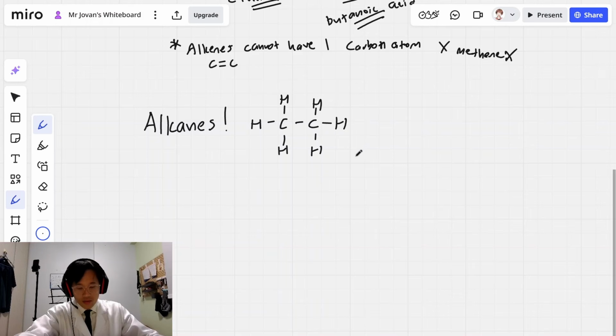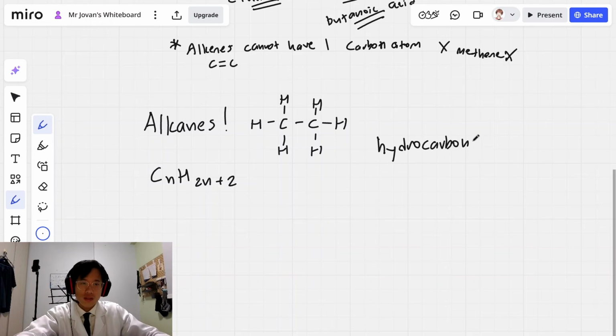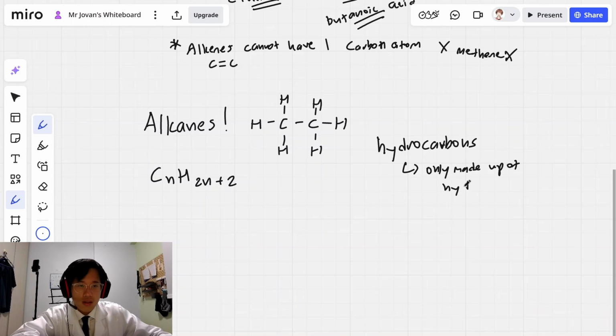Alkanes have a general formula of CnH2n+2. Instead of remembering this general formula, you can just know that in alkanes, every carbon atom is bonded to either another carbon or hydrogens. There's a term for this: hydrocarbons. What are hydrocarbons? I think you can guess. Hydrocarbons are literally only made up of hydrogen and carbon atoms. So this is what a hydrocarbon means. So alkanes are hydrocarbons.